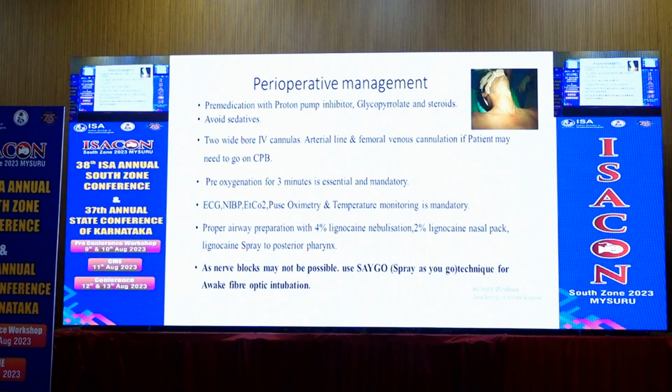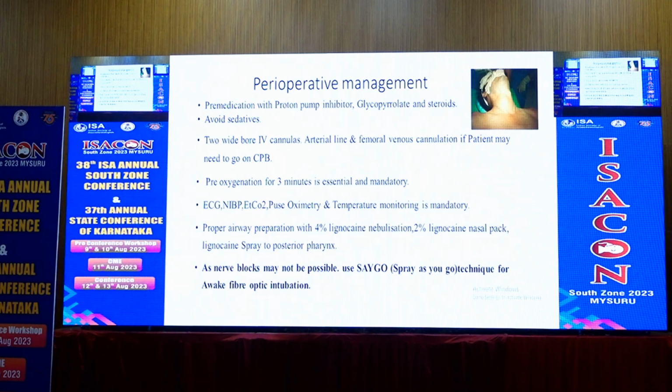Then regarding IV lines, 2 wide bore IV cannulas, of course arterial line and femoral venous cannulation if the patient needs to go on CPB. And there is nothing wrong in having an arterial line, because it's a major surgery, you would want to see the intra-arterial pressure and monitor intraoperative blood loss and fluid management. Pre-oxygenation for 3 minutes is essential and mandatory, and all the monitors, ECG, NIBP, end-tidal carbon dioxide, pulse oximetry and temperature monitoring, you all know it's very important.